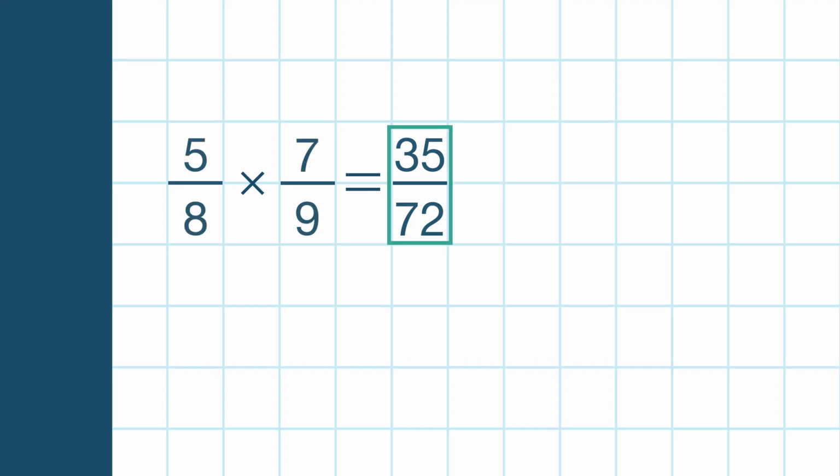35/72. Can we simplify 35/72? No, 35/72 is in its simplest form.